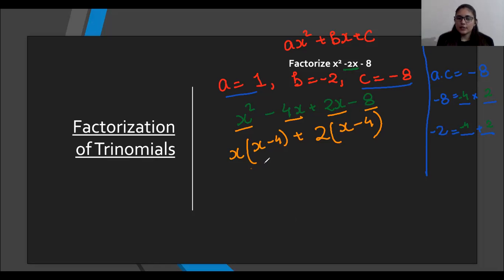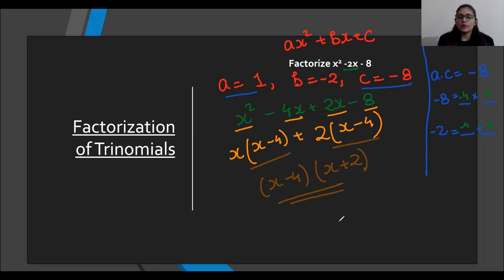Now you can see that we have the same brackets on both sides. So we can take x minus 4 common, and then x plus 2 will be there in the second bracket. This is how you are going to factorize this.